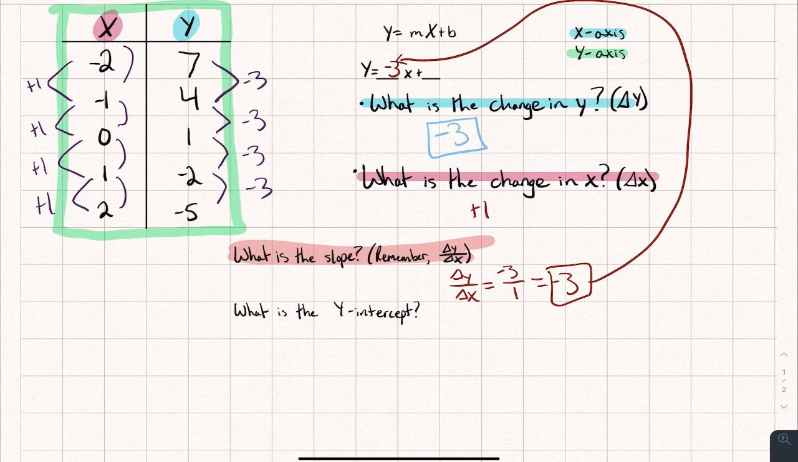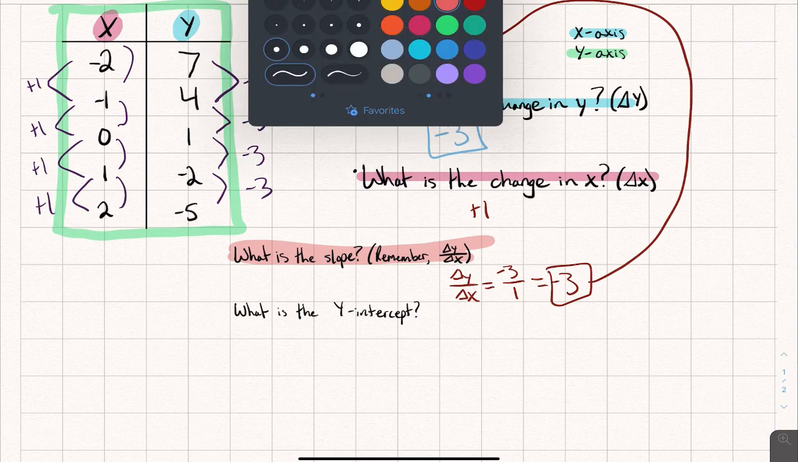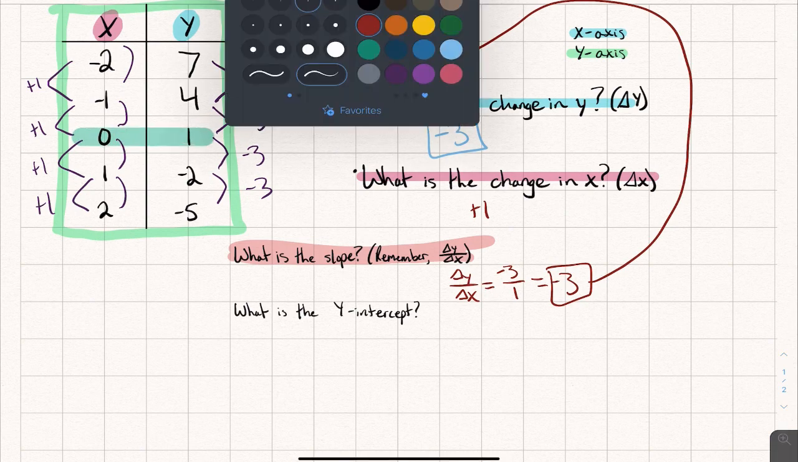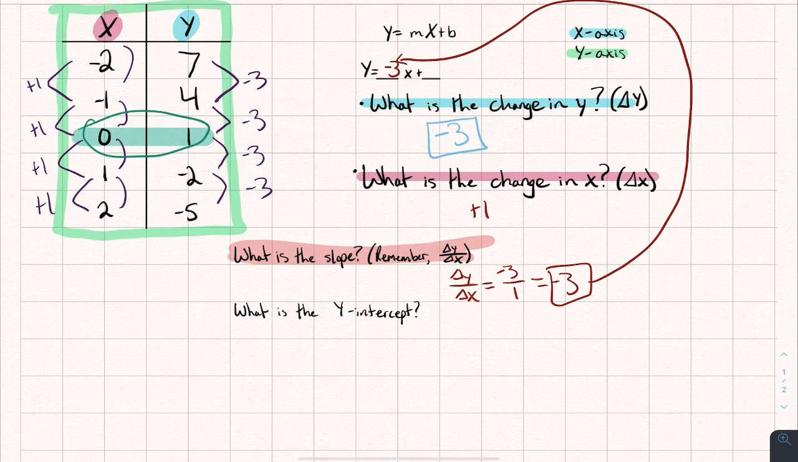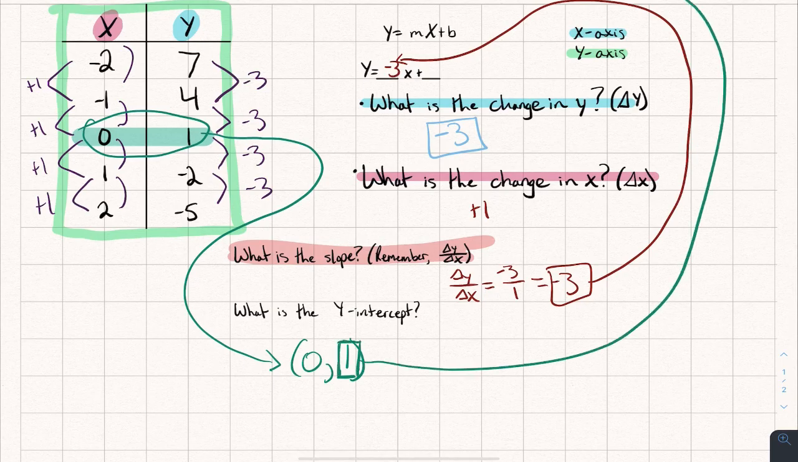But now I need to find the y-intercept. So how do I figure that out if I'm looking at my table? Well, I know that my y-intercept is what the y value is when x is 0. Taking a look at that table, I know what it is when x is -2 and -1, but when x is 0, y is 1. So our y-intercept, simply put, is when we take those values and put them into an xy ordered pair. 0, +1 is our y-intercept.